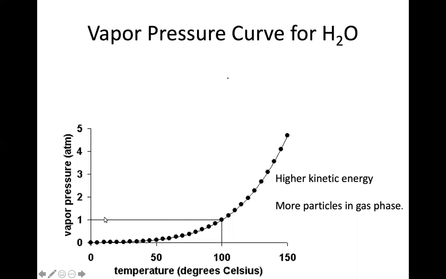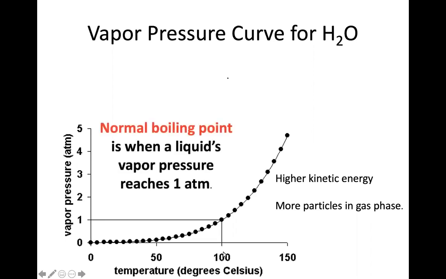Now, if you look at this one for water, the vapor pressure of 1 atmosphere, if they take it over, it intersects right there at 100 degrees C. That's not an accident. That's the boiling point of water. The normal boiling point is when a liquid's vapor pressure reaches 1 atmosphere. That's in a way how we define when something boils. Something boils when that liquid's vapor pressure equals the opposing atmosphere that you have. That's a pretty cool phenomenon, okay?